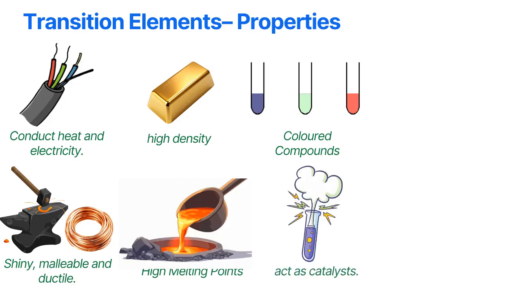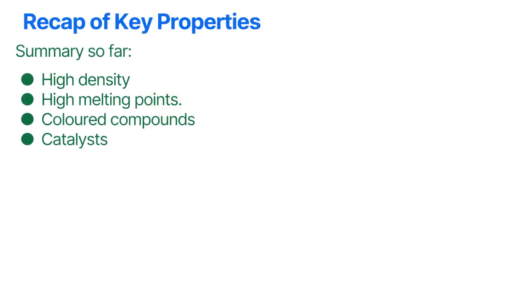Transition elements and their compounds often act as catalysts. For example, iron is used as a catalyst in the Haber process to make ammonia. This is one reason why they are valuable in industry. So far, we have learned that transition metals have high densities, high melting points, they form colored compounds, and they often act as catalysts. These 4 points are the most commonly tested in exams.